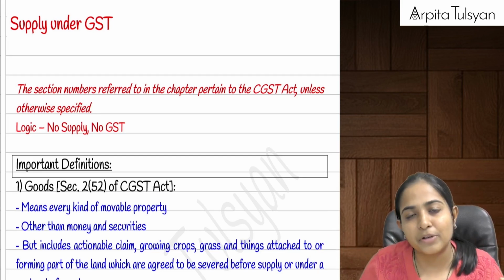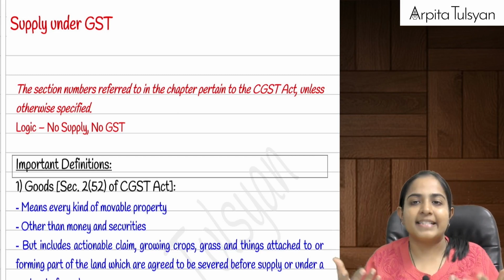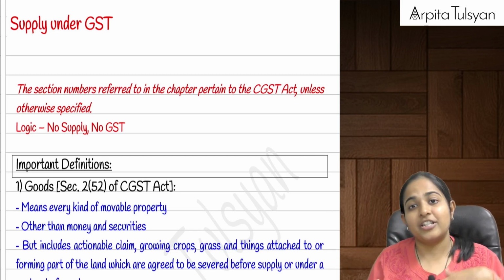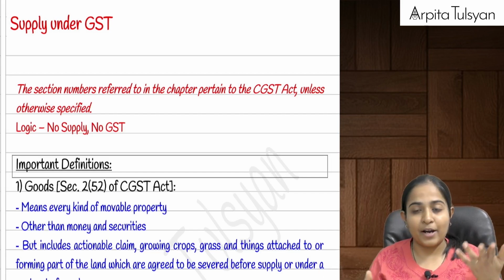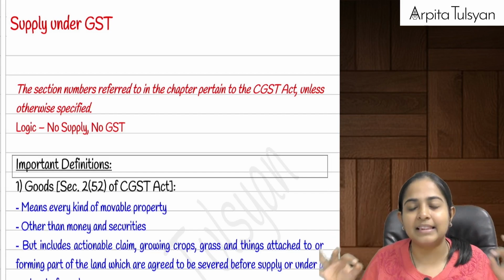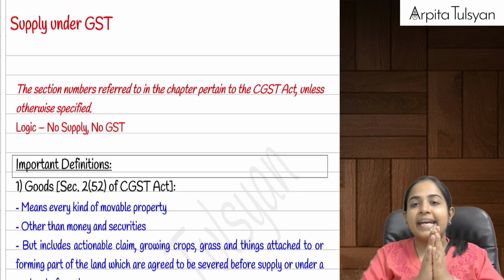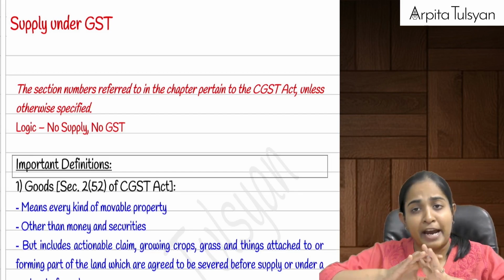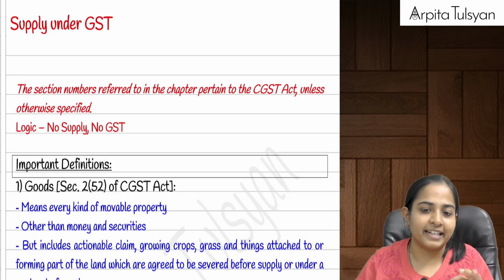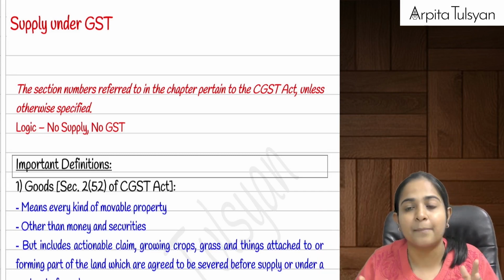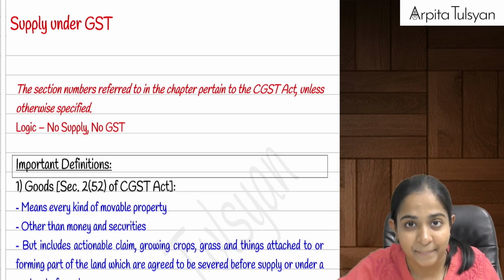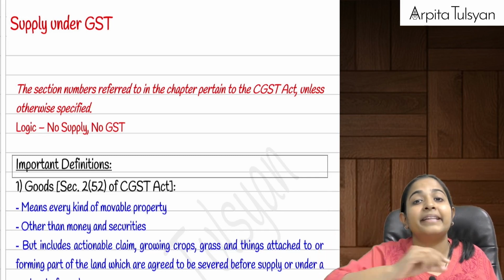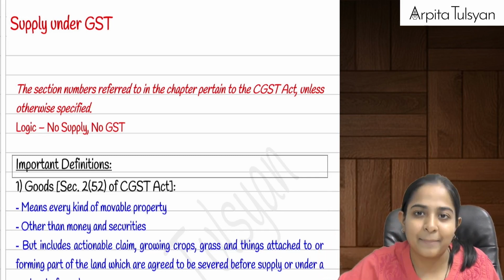This chapter is going to talk about whether a particular transaction is a supply or not a supply. Ma'am, what do you mean by that? Supply or not a supply? Just keep one small logic in your minds. If anywhere in the chapter we study that a particular transaction is not a supply, then there will be no GST liability applicable on it.